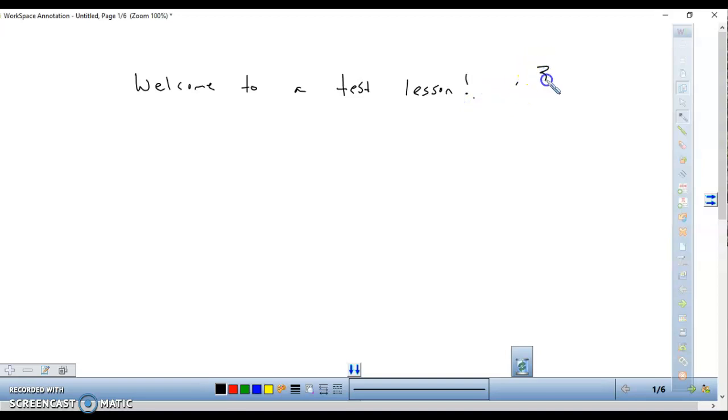Today is 3/23/2020. This is 10.6 and 10.7, Coronavirus Edition.